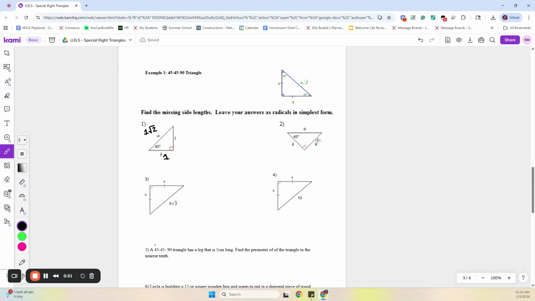Same thing with number 2 over here. My leg is 9, so my other leg is going to match that. And then the hypotenuse is just going to be that 9 times root 2.